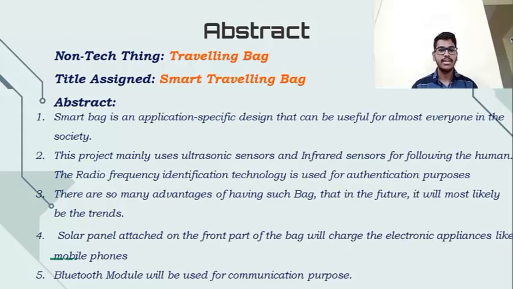The RFID chip is used for authentication purpose. There are so many advantages of having such a bag that in the future it will most likely be in the trend. The solar panel attached on the front part of the bag will charge electronic appliances like mobile phones, and the Bluetooth module will be used for communication purpose with the mobile.